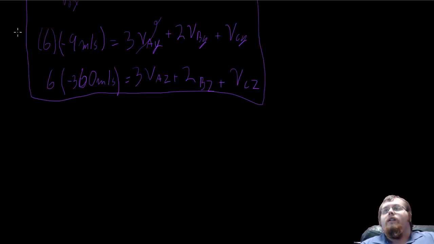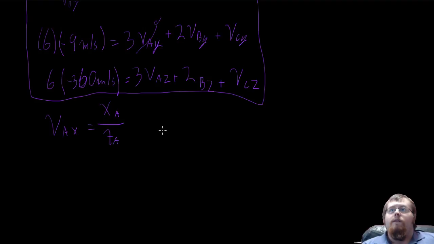So we have those equations. We know that VAX is going to equal the distance traveled in the X direction by A over the time it takes A to hit the wall, and so we're able to find that.